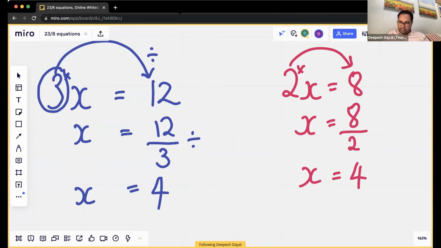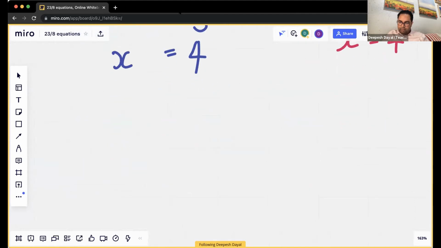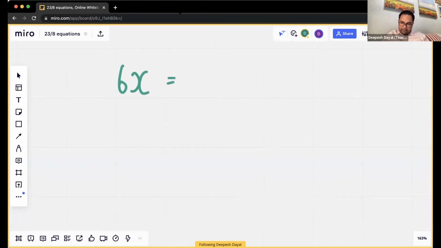But let's look at another one. Maybe then you can let me know, and then we'll see if your answer works out fine. So we've got here 6x equals 48, and you use the same division method. So what will x equal?